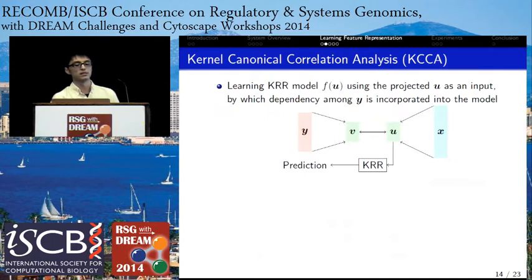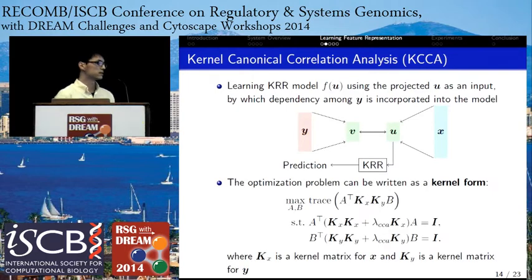So we run the kernel regression model using the projected variable U as a new input data, as in this illustration, by which the dependency among Y can be incorporated into the model. And this kernel canonical correlation analysis process can be kernelized like usual kernel methods, and this can be solved easily, though I don't go into detail on the optimization.